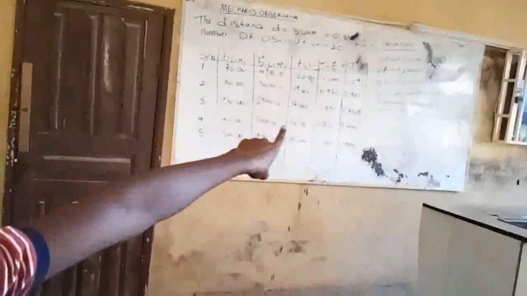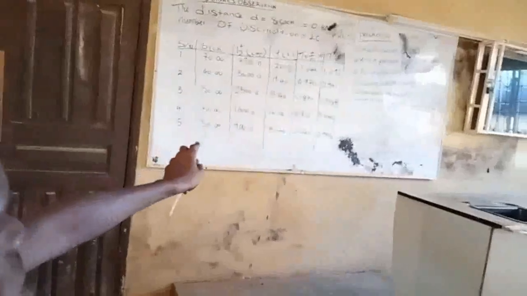Now let's get started. From this point here, we are given the readings and we want to plot the graph of B square against T square. The first thing that we need to do in plotting our graph is to find the scale of the graph. In getting your scale, number 1, they said B square on the vertical axis and T square on the horizontal axis.